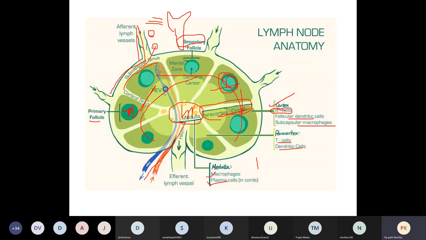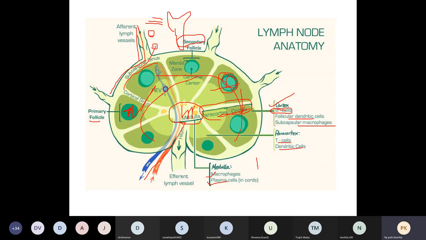Primary follicles don't have the zonations, whereas secondary follicles will have your germinal center, mantle and marginal zone. They are called secondary follicles. These follicles are made up of predominantly B cells. Apart from B cells, you will see follicular dendritic cells and macrophages also. Then this paracorticular area contains exclusively your T cells.